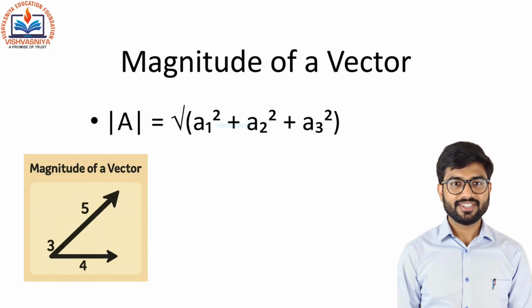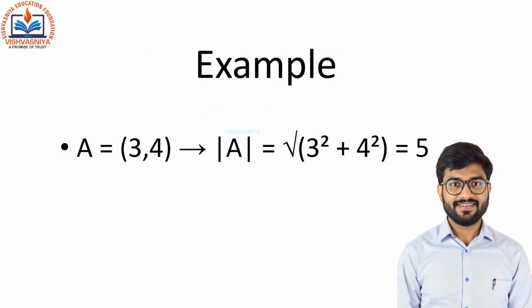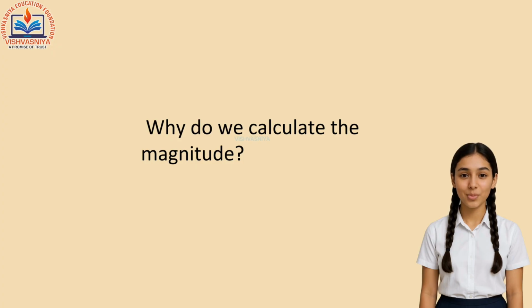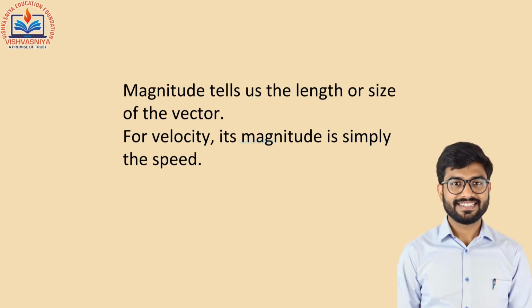Magnitude, modulus of A is equal to square root of A1 square plus A2 square plus A3 square. Example, if A = (3, 4), then magnitude of A is square root of 3 square plus 4 square, which is equal to 5. Sir, why do we calculate the magnitude? Magnitude tells us the length or size of the vector. For velocity, its magnitude is simply the speed.